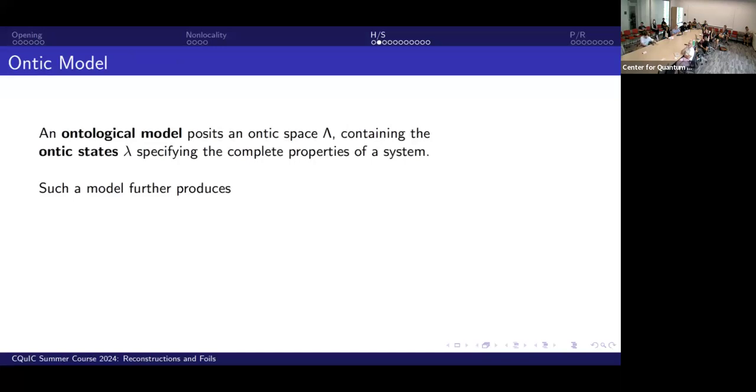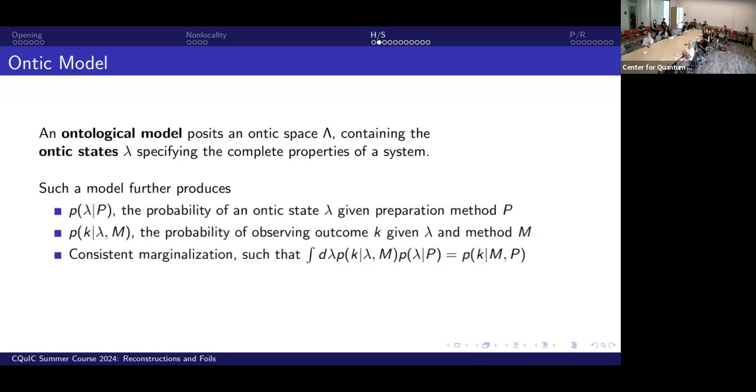But first, I'll have some definitions which you may have seen last time, may not, and I was there, so I don't know. We have this thing called an ontological model for a theory. The idea of an ontological model is you posit some kind of context space which contains so-called context states. Context states here being some collection of something that specifies the complete properties of the system. In conventional, orthodox quantum mechanics, you'd say your context space is your Hilbert space, and your context states are your various wave functions within it. And now, further requirements on these models.